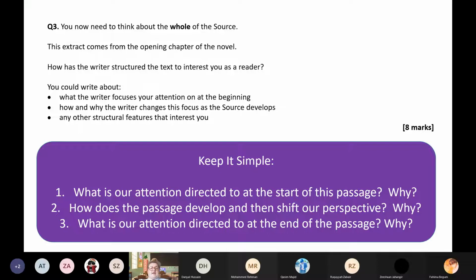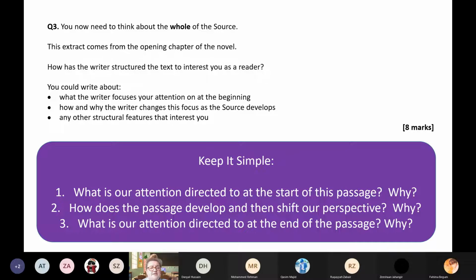And there are 2 key elements to this question. Okay, the first here is the how. So how has the writer structured the text? So this means that you need to be looking at the structural devices that the writer has used, how they've used those. Okay, so the methods, the structural methods that they're using.